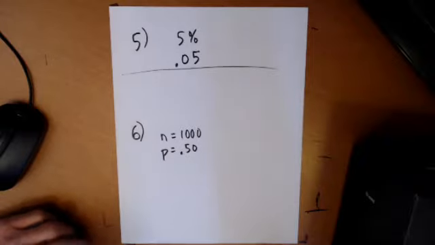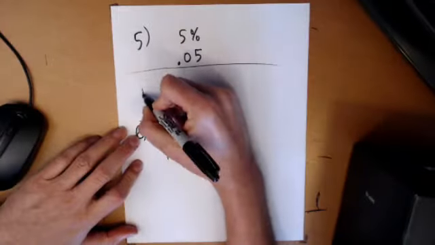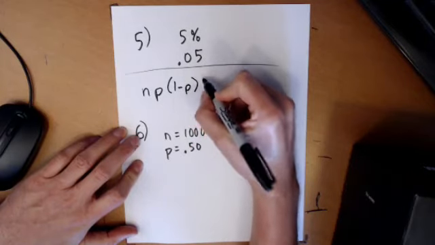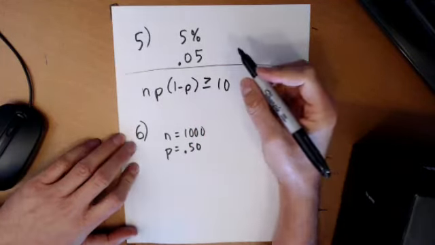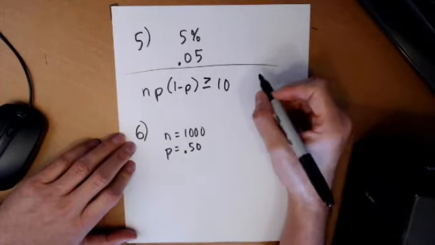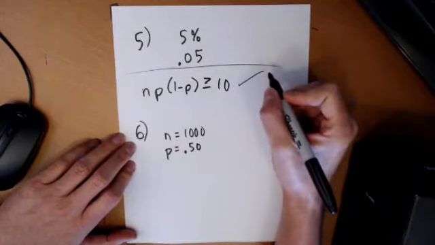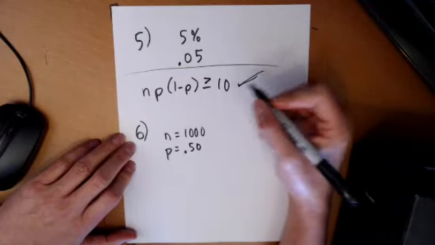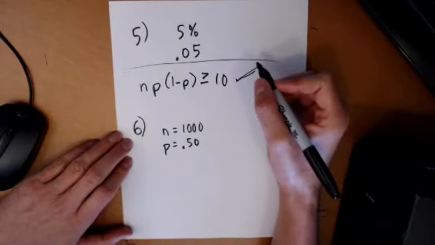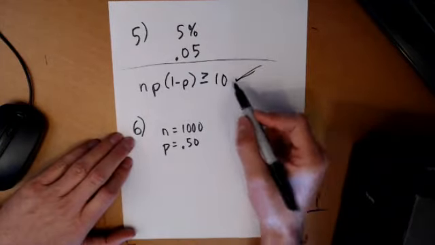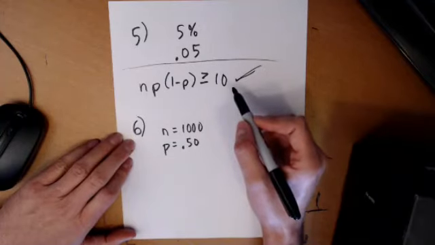So the main thing that you're supposed to do is make sure that np(1 minus p) is greater than or equal to 10. So on those 4 problems that we did, 1, 2, 3, 4, technically speaking, I was supposed to check this first. Now, I didn't do that because it's usually true. Because if it wasn't true, then you'd basically say, oh, I don't know how to do that problem.